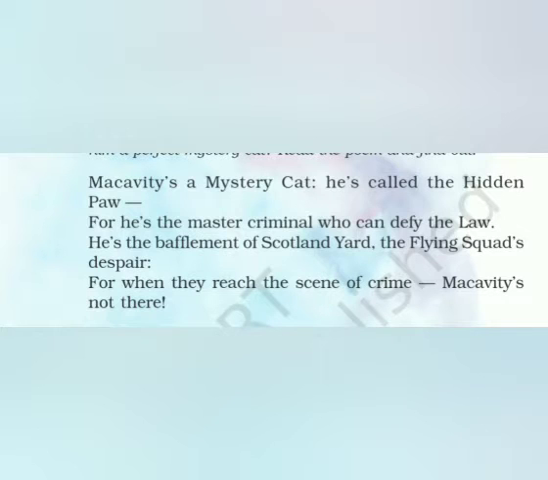Macavity is a mystery cat. He's called the Hidden Paw, for he's the master criminal who can defy the law. He's the bafflement of Scotland Yard, the flying squad despair. For when they reach the scene of crime, Macavity is not there.